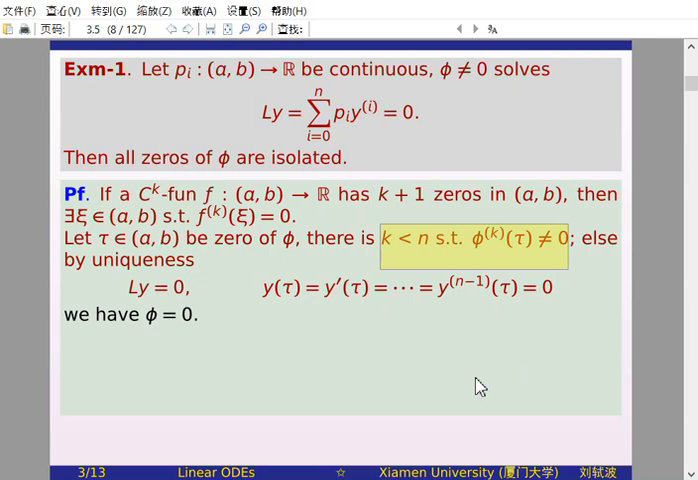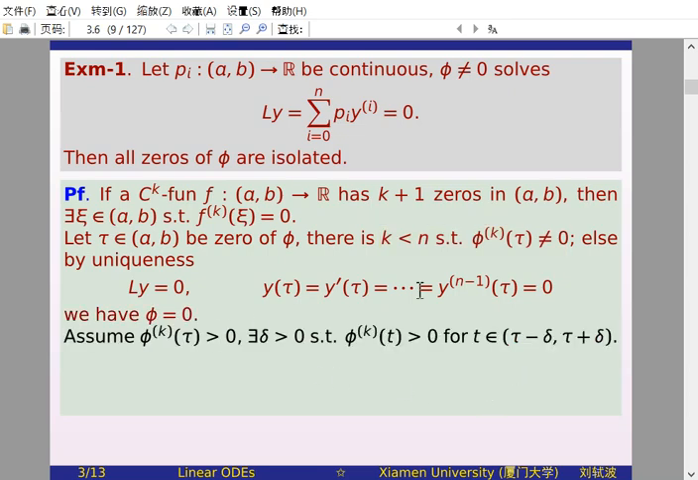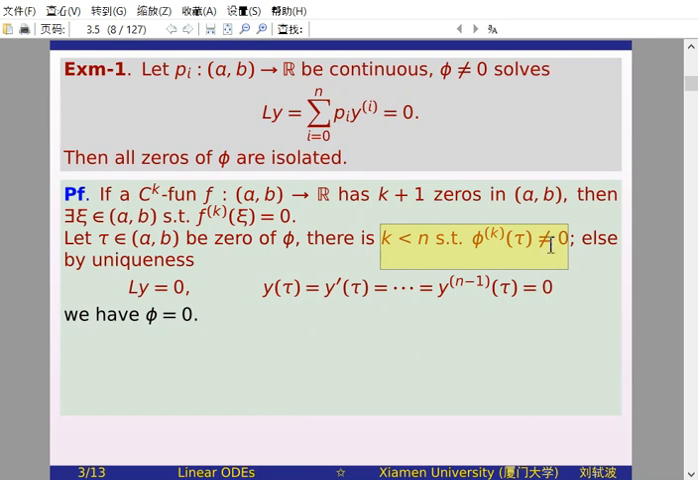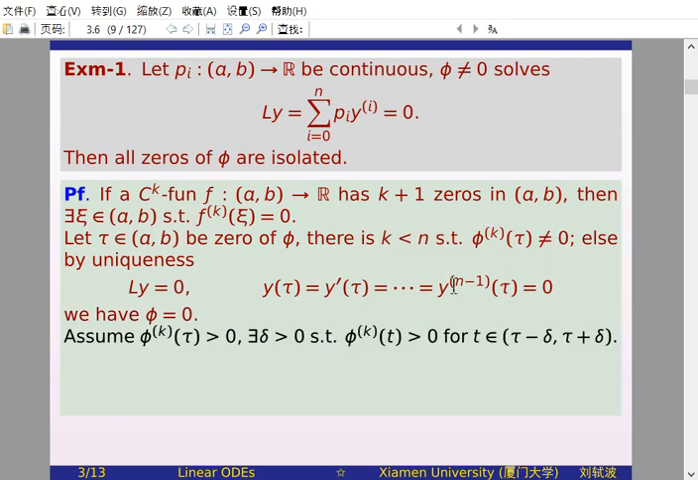Now, by the continuity of the k-th order derivative, because the derivative is not 0, we might assume that it is positive. The argument is the same for the negative case. So suppose the derivative is positive. By the continuity, we can find some delta positive, such that in the delta neighborhood of tau, the k-th order derivative remains positive. This is a consequence of the continuity of the k-th order derivative.